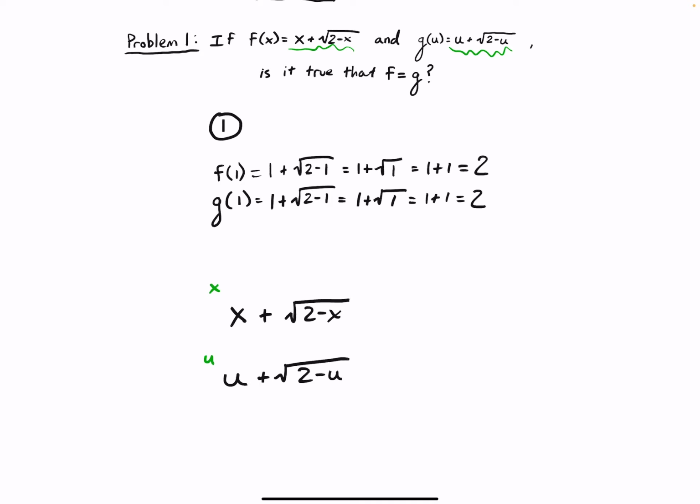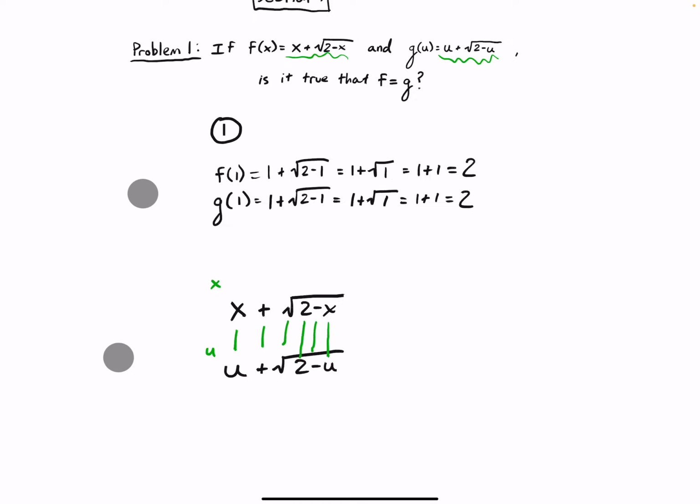Let's check first: do our variables line up? Well, x and u, yep, those line up. The signs line up. We have plus and plus. We also have a square root. The constant under the square root is the same, so is the sign, and so are those two variables. So that's a promising sign that these are probably the same function.